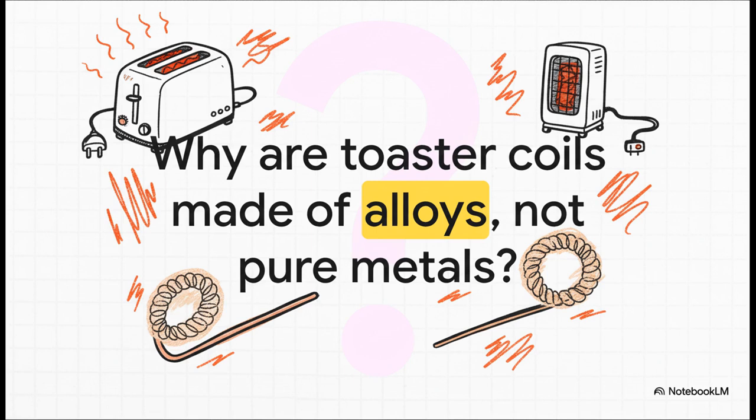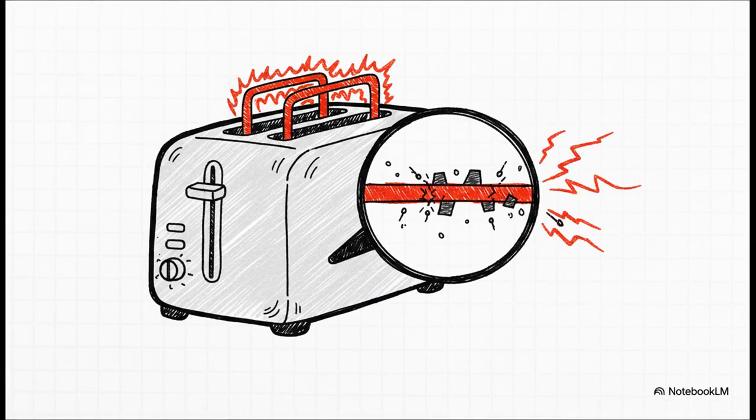We want our toasters and geysers to get really hot. So why don't we use something like copper, which is a great conductor? Why do we use something called an alloy, like nichrome? And here is the secret. Alloys are basically champions when it comes to resisting current.